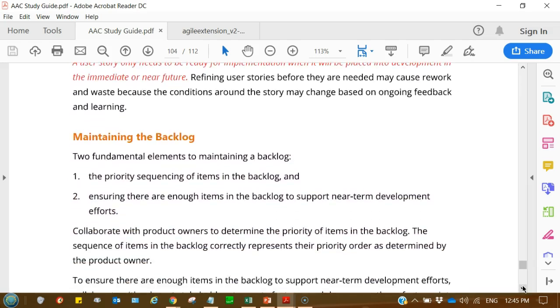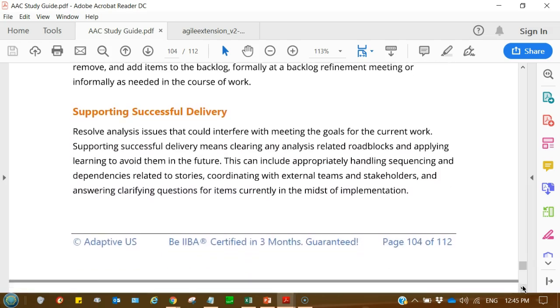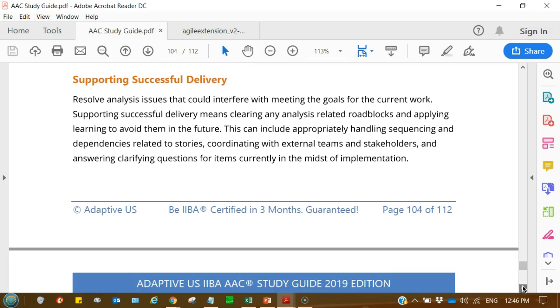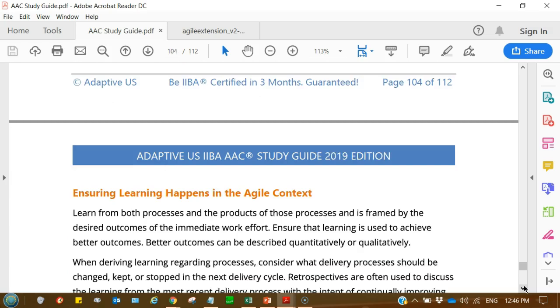The backlog needs to be maintained, obviously, and you need to be looking at the output of reviews, the information that you get from your reviews, in order to help you to identify any particular problems or roadblocks during the current work, and help you to clear those roadblocks.